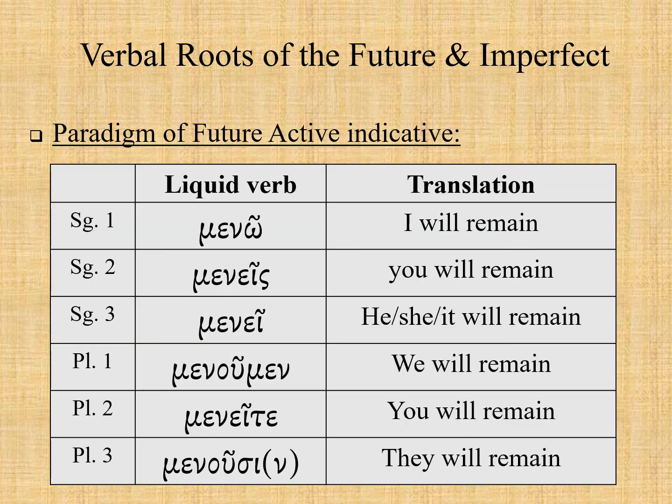So here you can see the paradigm of future active indicative: meno, I will remain, meneis, menei, menoumen, meneite, menousin. And really the only way to distinguish this from the regular present verb is that circumflex in most or all of these situations above the personal ending, where we really should have the sigma, but it's contracted and the circumflex indicates that contraction has taken place.